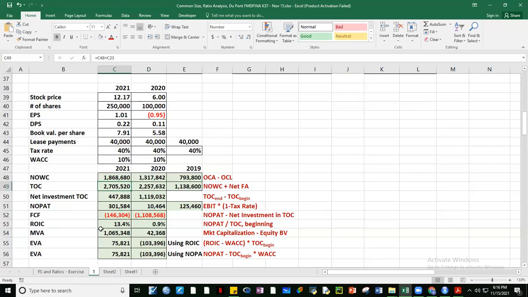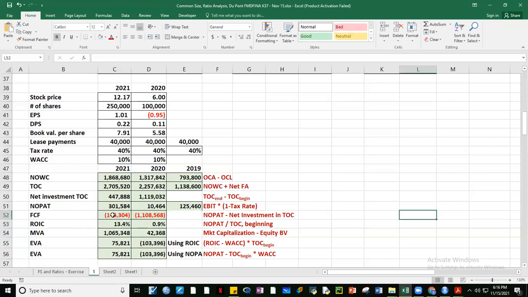Okay? So here we can see the ROIC. In 2021, the company created value for its shareholders because ROIC is greater than 10%, while in 2020, the company diminished, or destroyed, shareholder value because ROIC was only 0.9% versus 10%.